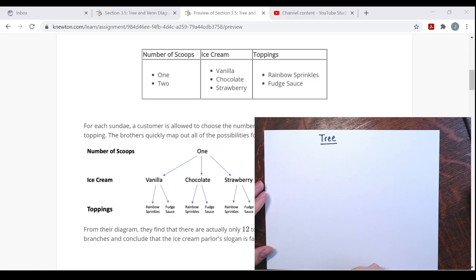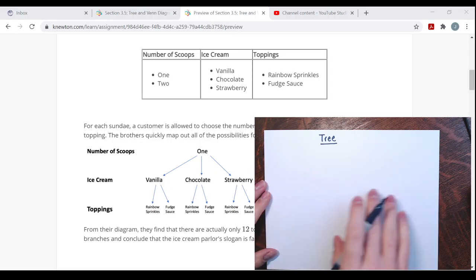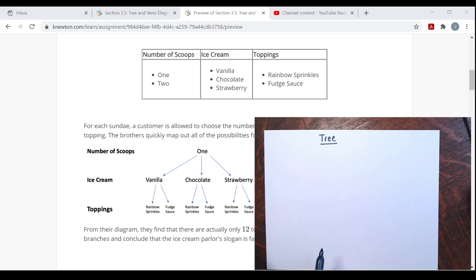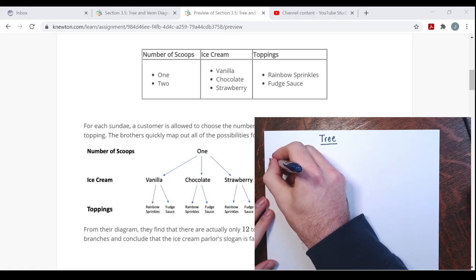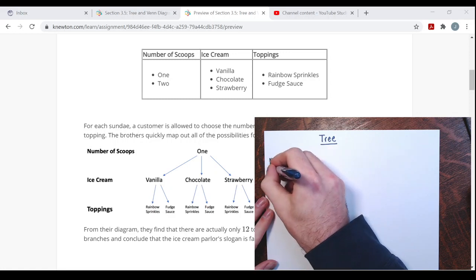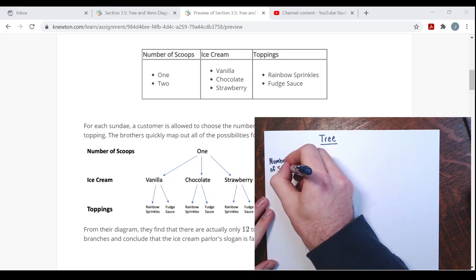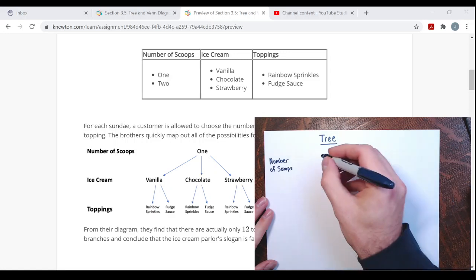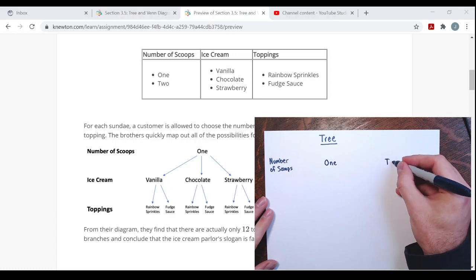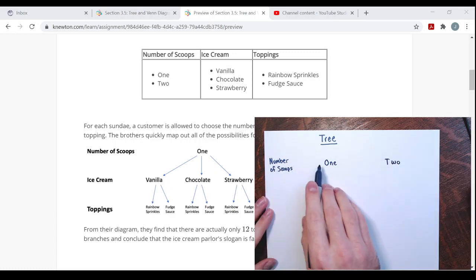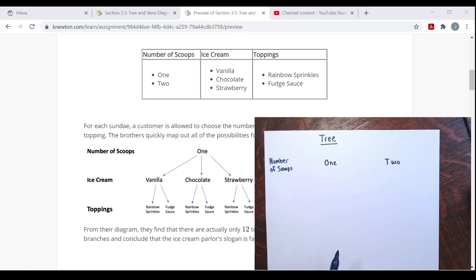And for each line, each level of the tree, we have our different choices, the different parts of the experiment. The experiment here is putting together a sundae. So you see the first choice is how many scoops, the number of scoops. And on that level, I list them. I can choose either 1 scoop or 2 scoops, and that's it. So on that level, I put those 2 choices, and then I start branching off.